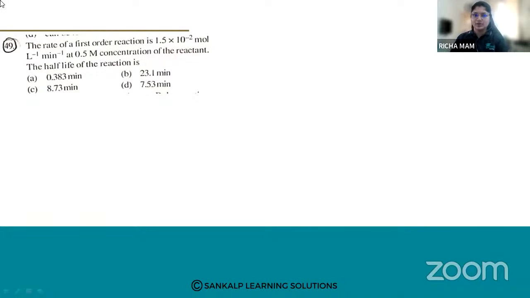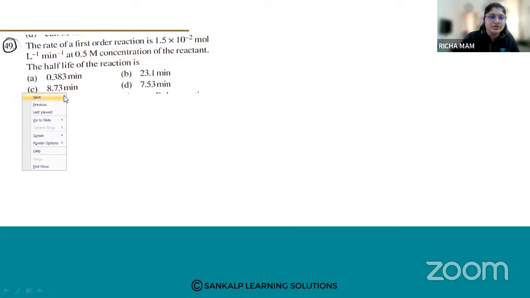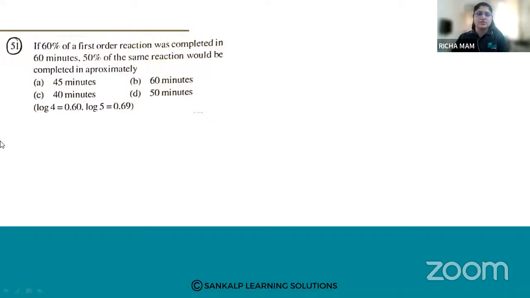This question we have done. So next question, the 51st question. If 60% of a first order reaction was completed in 60 minutes, 50% of the same reaction would be completed in approximately: A, 45 minutes; B, 60 minutes; C, 40 minutes; and D, 50 minutes. Here the values of log 4 and log 6 are given, so you can utilize them while solving the problem.